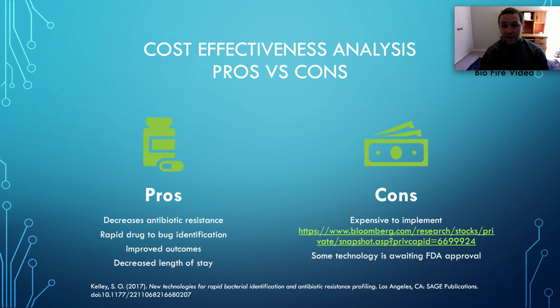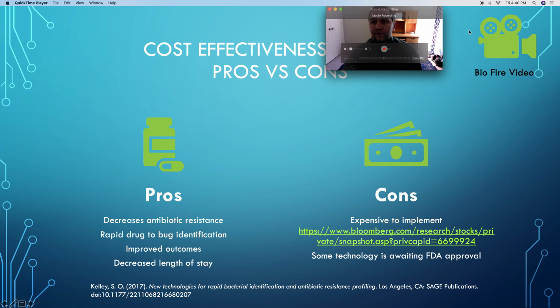This web link shows that the VA, just for 2 facilities, implemented a program called BioFire, and it cost them almost $4 million just for the implementation of the equipment, not to mention all of the other costs that come with that. And also, like I said, some technology is waiting on FDA approval. I have a quick video to show you about BioFire.